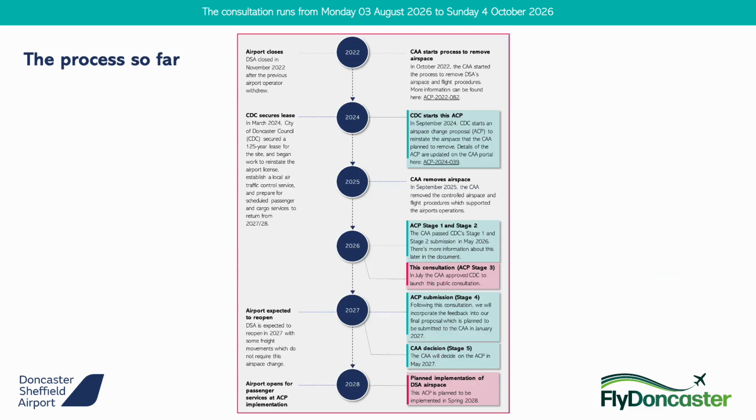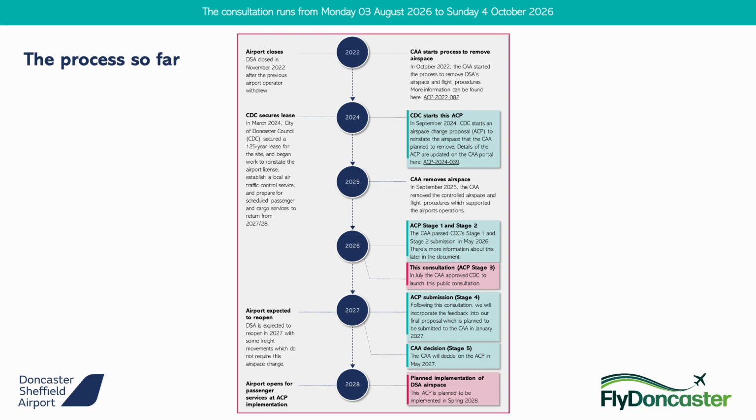So the airport closed in November 2022 after the previous airport operator withdrew, and at that time the CAA began the process to remove the airspace and all the associated flight procedures. In September 2024, we signalled our intent to begin the airspace change process, although it was in September 2025 that the CAA actually removed the previous controlled airspace and flight procedures which had previously supported the airport operation.